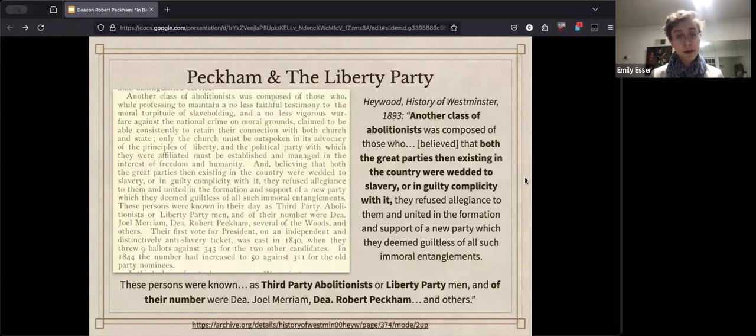He was involved with the Liberty Party, a third party that felt the two parties had become complicit and not effective in combating slavery.